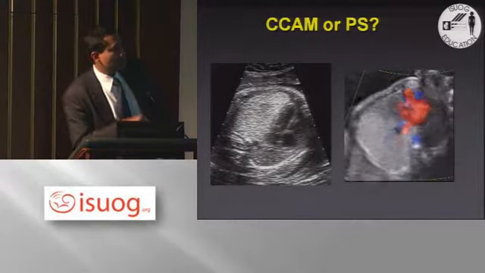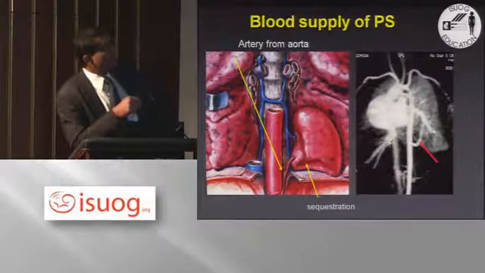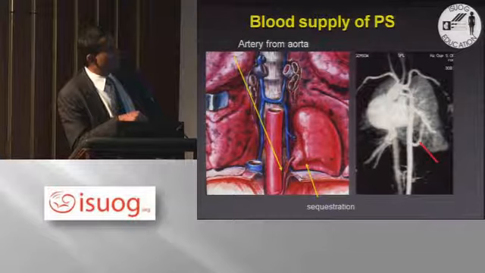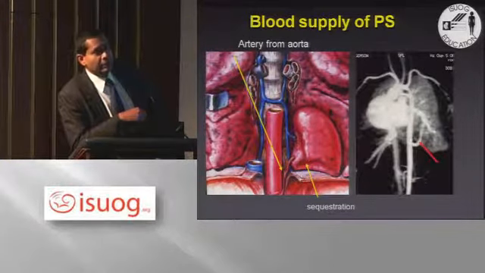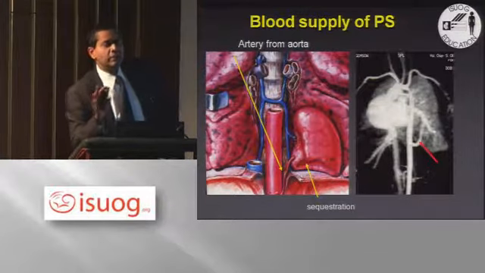Is that clear? Yeah. So we have an independent blood supply. So pulmonary sequestration here is not connected to the bronchial tree, and has an independent arterial supply coming directly from the aorta.